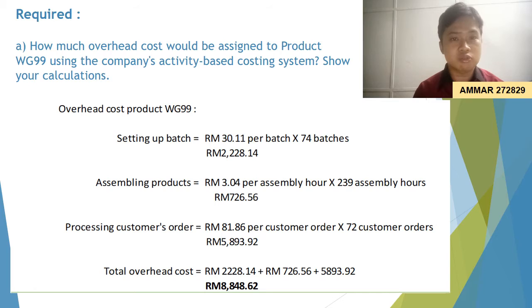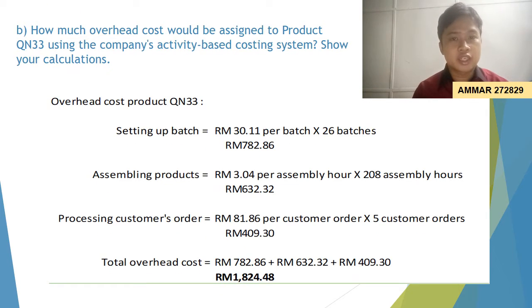RM8,848.62. Okay, now for question B, which requires how much overhead cost would be assigned to product QN33 using the company's activity-based costing system. So, show your calculation. Okay, the method is the same as the question in A, which is we list the costs one by one. So, for setting up batch, RM30.11 per batch times 26 batches, we get RM782.86.